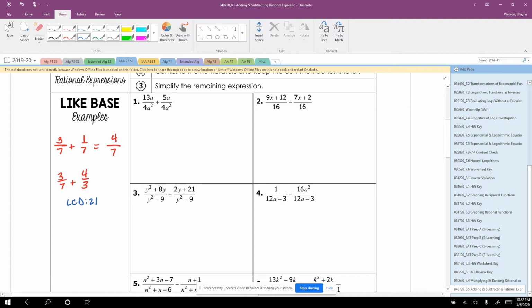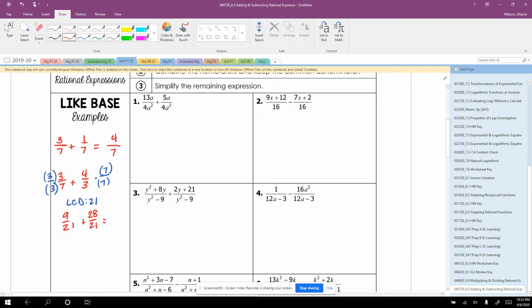So then what we do is, in order to get to 21, we have to manipulate each term. The first term, to get from 7 to 21, we need to multiply by 3. Whatever you do to the bottom, you have to do to the top as well, right? And for the second term, to get from 3 to 21, we need to multiply by 7. So we do it like this. Then we work that out. 3 times 3, we get 9 over 21. And in the second term, 4 times 7 is 28 over 21.